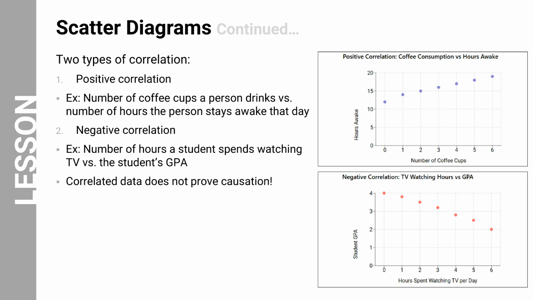An example of negatively correlated events would be a student's GPA and the number of hours they spend watching television. As the number of hours watching television increases, the average GPA decreases. Each of these correlations proves that there is some relationship between the two factors, but it does not prove that one factor causes a change in the other factor.